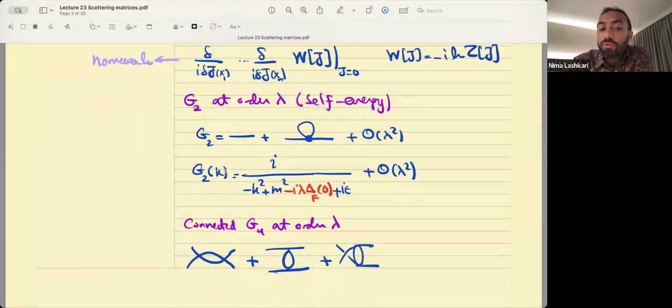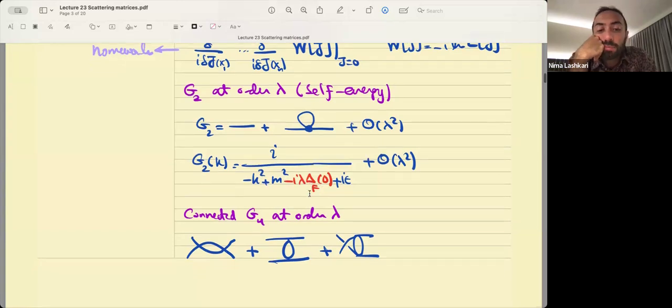In Fourier space, this term, to order lambda, could be repackaged as a quote-unquote renormalization of the regular free propagator. Renormalization here means that it could be rewritten as just a free propagator with a shifted mass. The amount of shift is related to the propagator at zero separation. That's a divergent piece, but we will not deal with it for now. But that's the structure of it to order lambda.